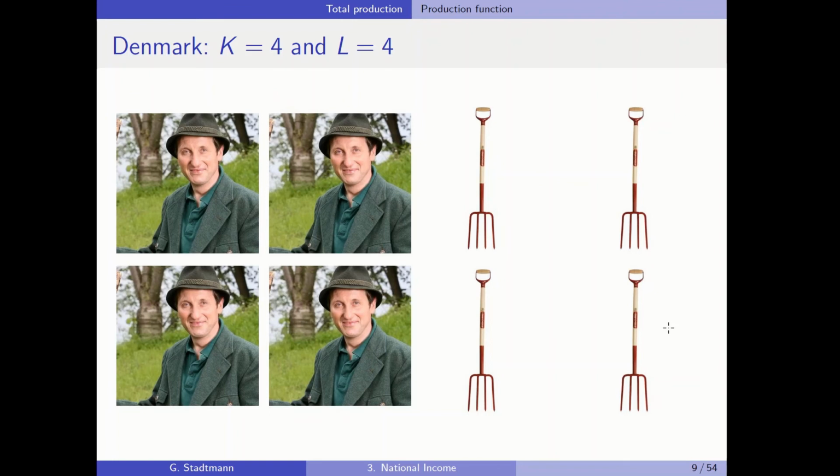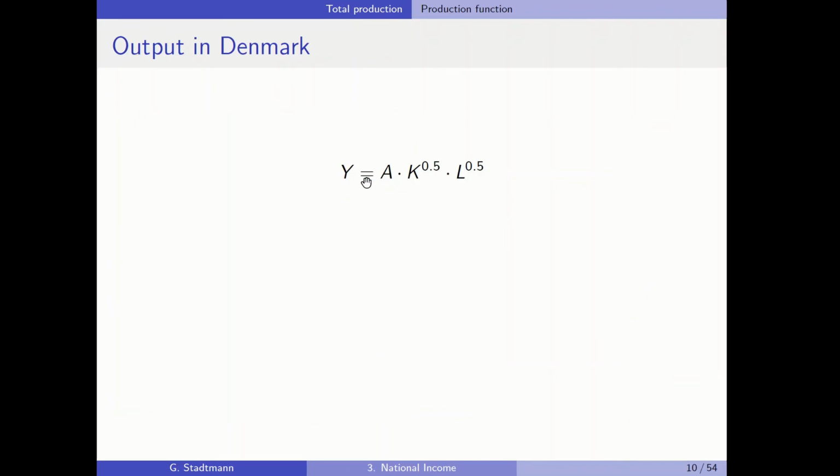Let's check how many units of output can be produced in case that K is equal to 4 and L is equal to 4. Let's plug in these numbers in the production function. This is the production function. We have to consider that A is equal to 1, so this will disappear in the next step. And K to the power of 0.5 is nothing else than the square root of K. Also, L to the power of 0.5 is the square root of L.